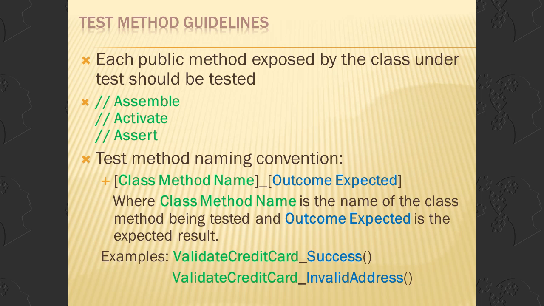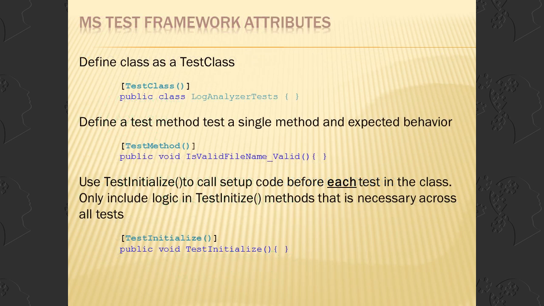And then the outcome expected. Again, success, invalid address, those are pretty simple. It gets a little messier after you do it a while to understand how can I put something in there. Don't be afraid to make that a really long method name so that people understand what it is that you're trying to test. Here's where we was talking about the attributes.